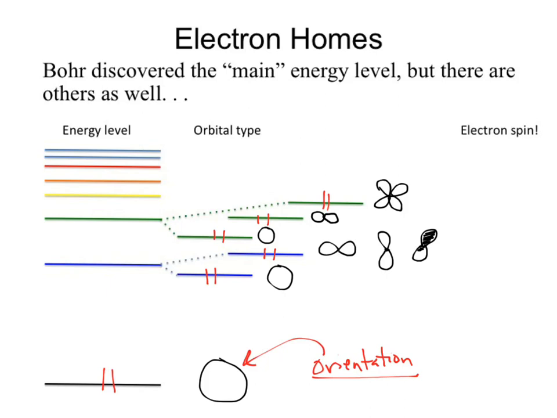If we move all the way up to our third energy level, we've got our sphere, our dumbbell, and then we have the clover leaf. When it comes to the clover leaf, we end up finding that there are five orientations. Oh, that's a bit odd. It didn't just go up plus one each time. It went up plus two each time.